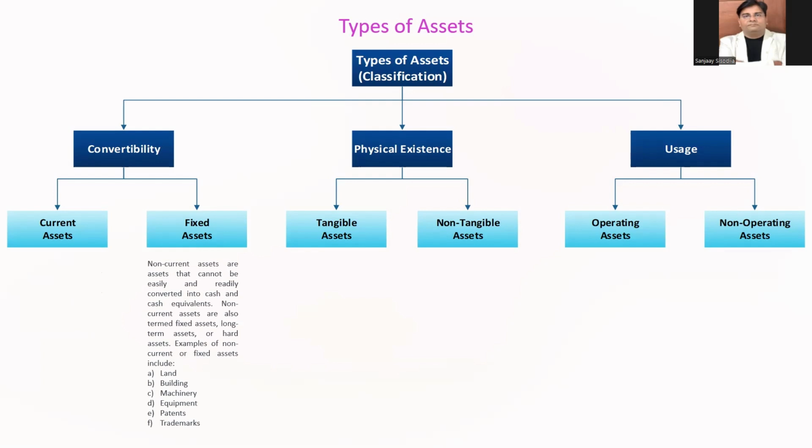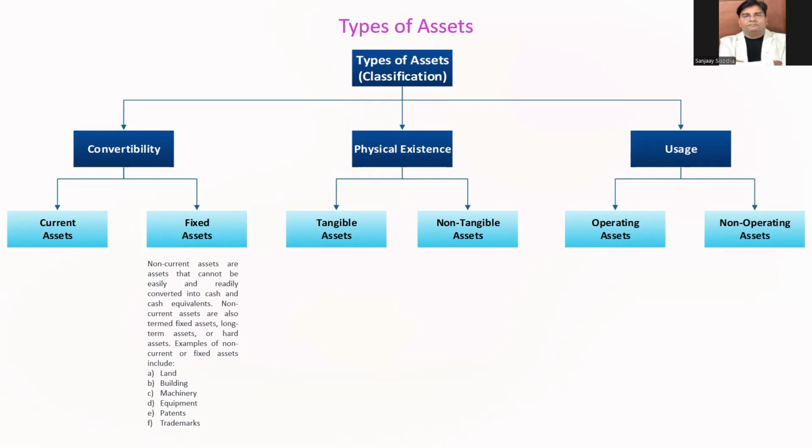Next is fixed assets. Fixed assets are also termed as non-current assets. These are the assets that cannot easily or readily be converted into cash or cash equivalents. Non-current assets are also termed as fixed assets, long-term assets, or hard assets. And some of the examples of fixed assets are land, building, machinery, equipments, patents, trademarks, etc.